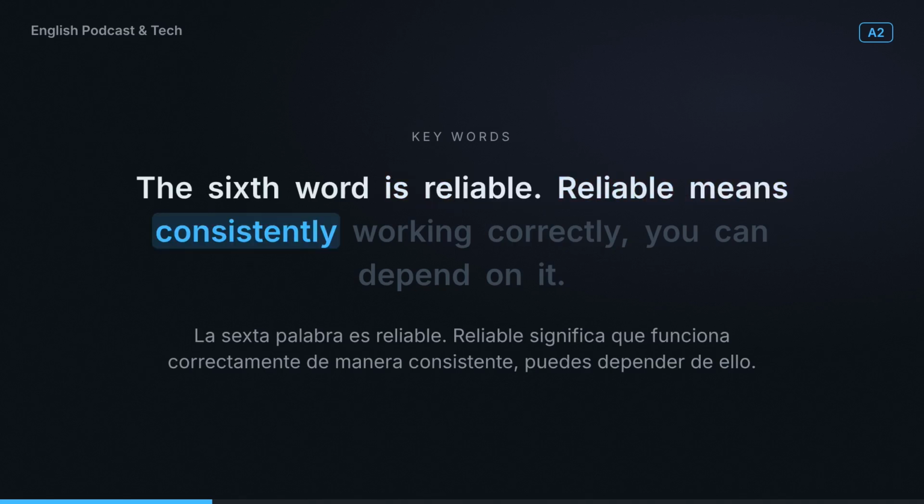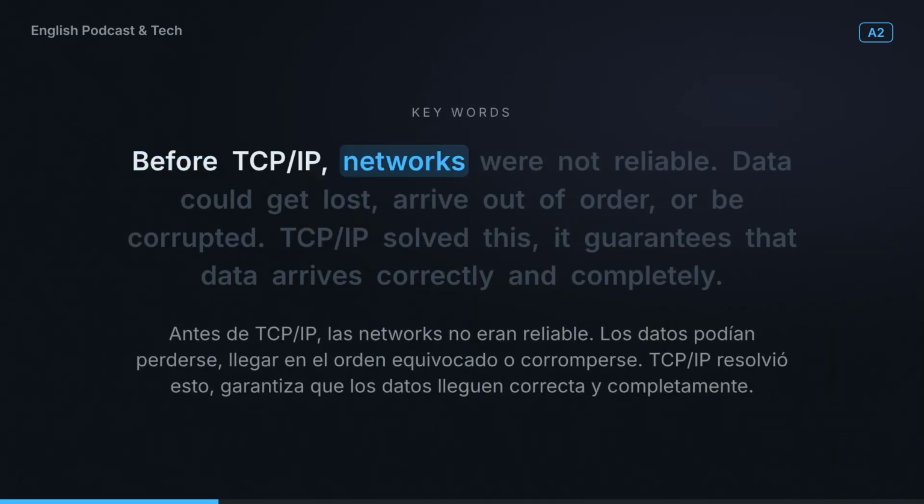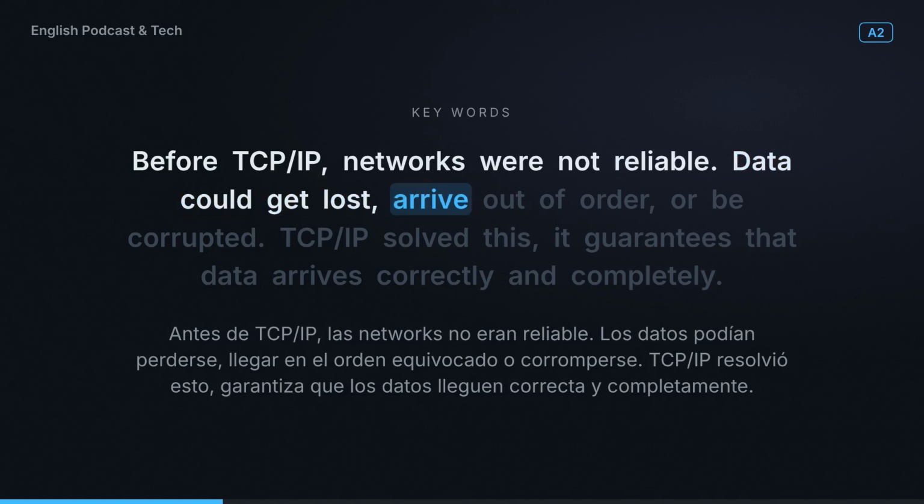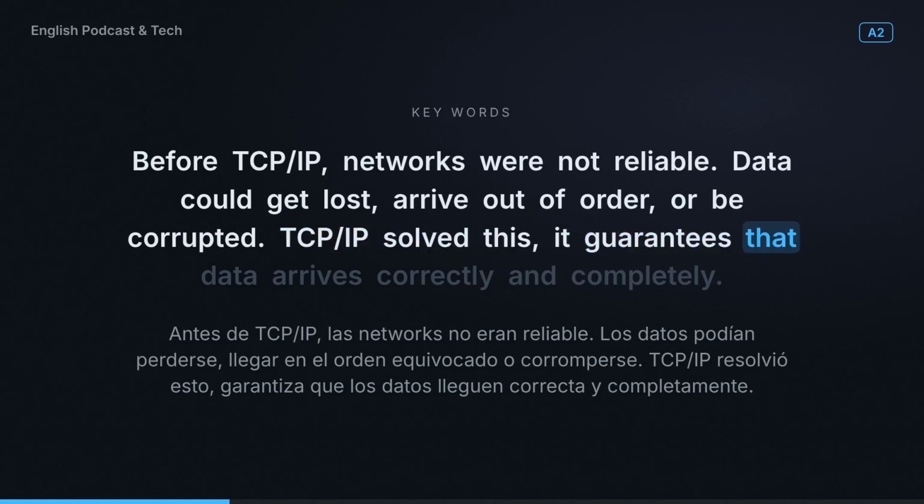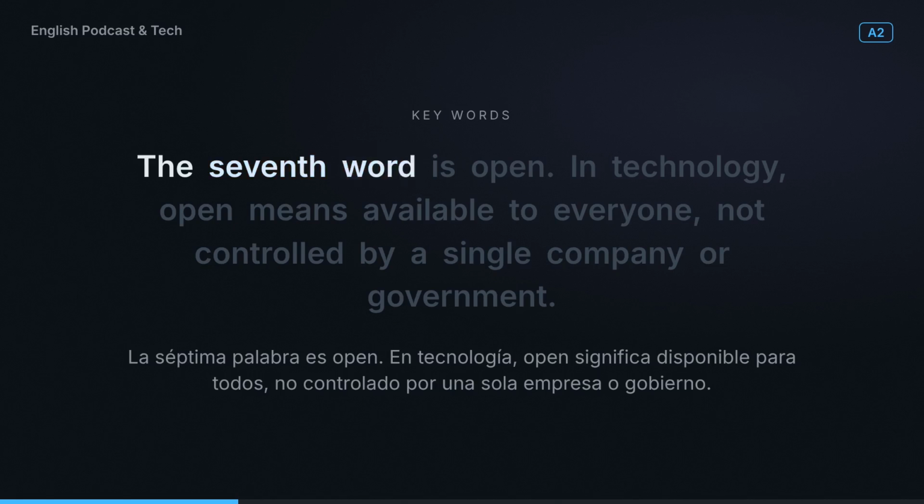The sixth word is reliable. Reliable means consistently working correctly. You can depend on it. Before TCP/IP, networks were not reliable. Data could be lost, arrive out of order, or be corrupted. TCP/IP solved this. It guarantees that data arrives correctly and completely. Repeat after me. Reliable.